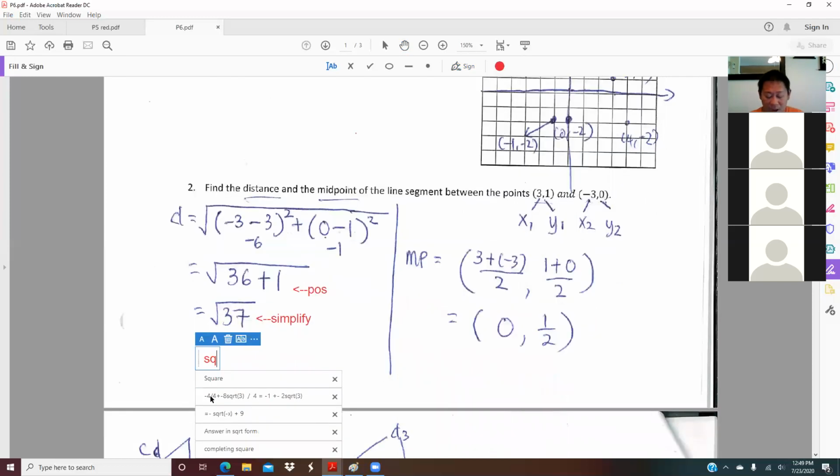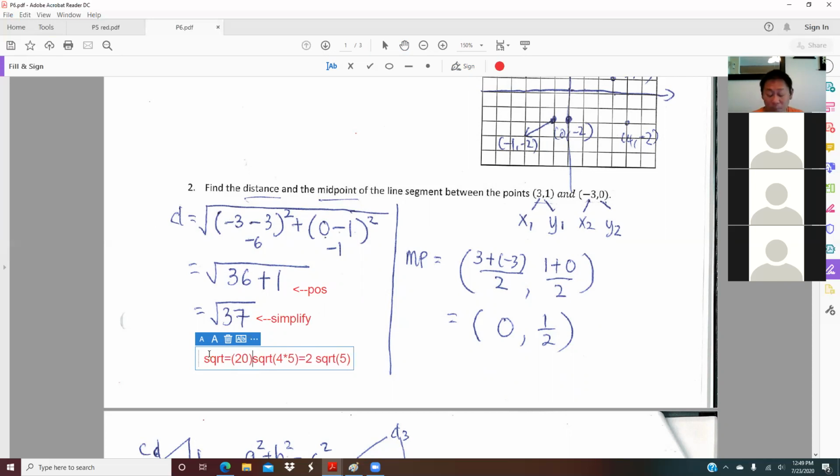But what happens when you have a square root of 20? Then you have to simplify it: 20 is 4 times 5, and 4 is a perfect square of 2. So that will give me 2 square root of 5. So this is what I mean by simplify. If you have a square root of 20, you have to break it down to 4 and 5, and then bring out the 4 to become 2. So this is the meaning of simplify, but 37 cannot be simplified because it is a prime number.